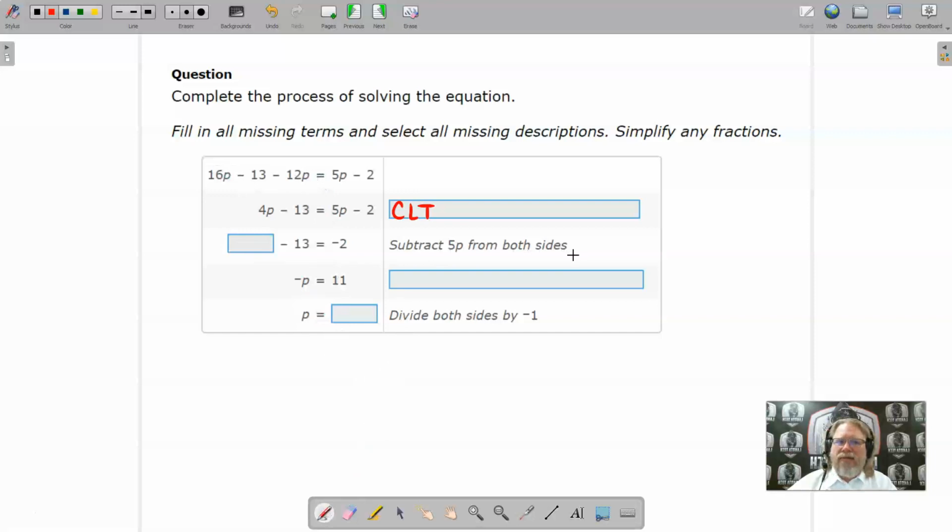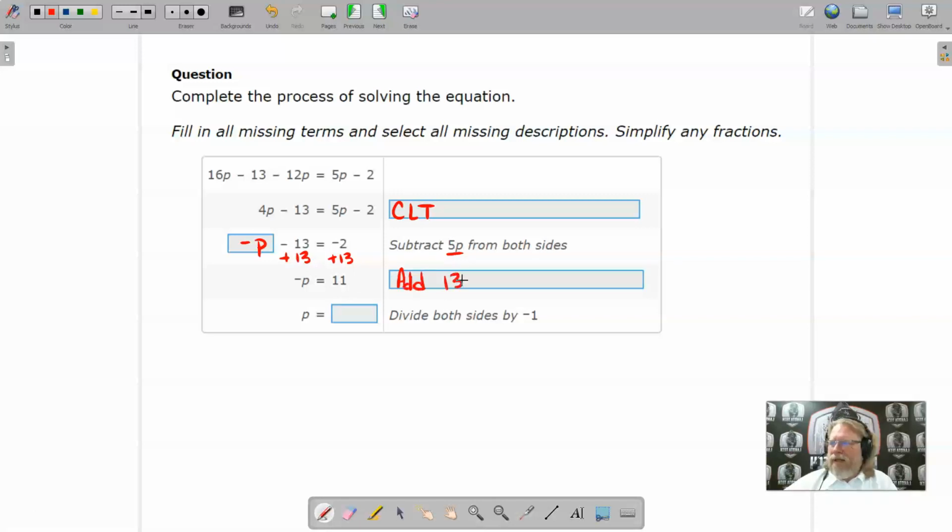Then they tell us to subtract 5 from both sides, or 5p from both sides, right? So minus 5p, that's going to cancel those, leaving us just the negative 2. Good to go. And 4 minus 5p is going to be negative 1p, so negative p, right? And we're good to go on that step. The next thing we would do, looks like we get down to just the negative p, so we must have added 13, right? Plus 13, and sure enough, negative 2 plus 13 is 11. So this checks out, so we added 13 to both sides.